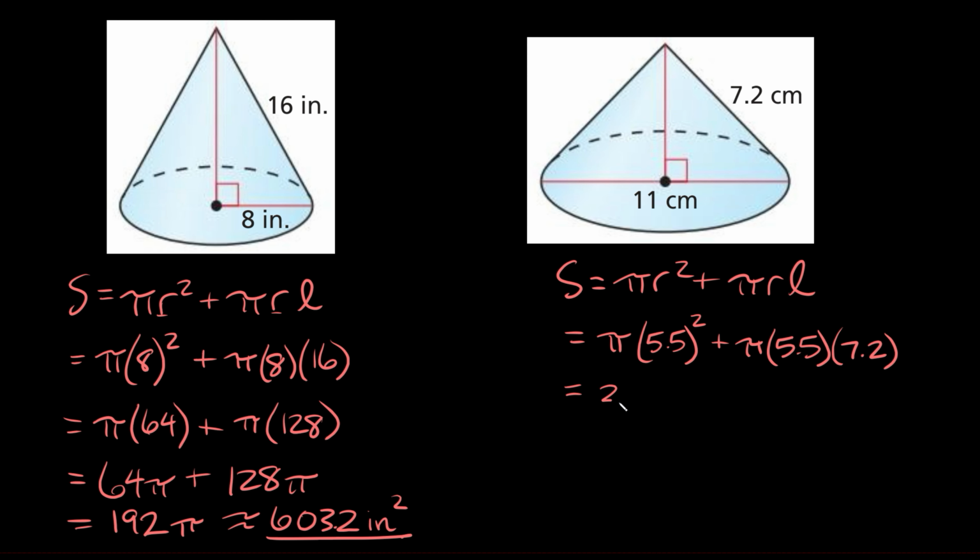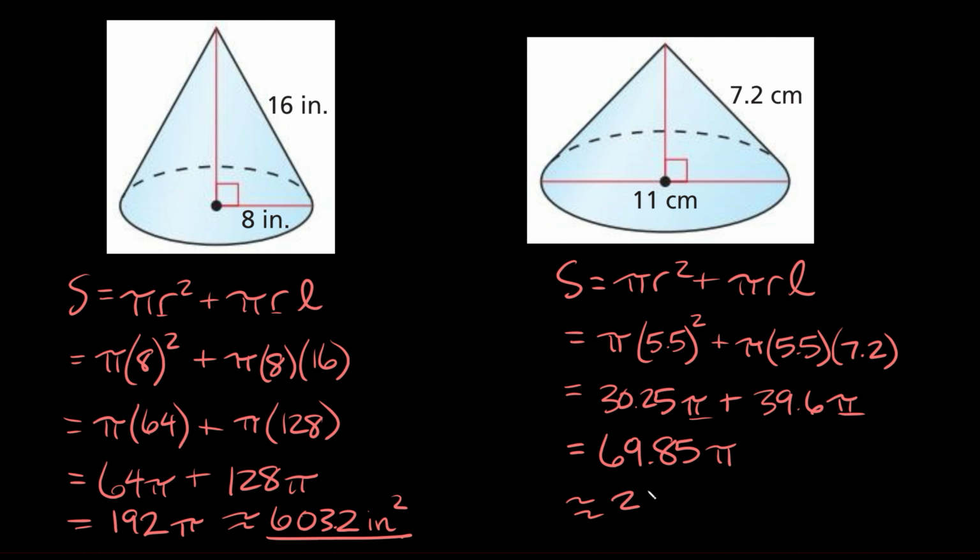Now 5.5 squared is equal to 30.25, so this is going to be 30.25 times pi. Then we're going to add that to 5.5 times 7.2, which is equal to 39.6, and again we're multiplying that by pi. If we add 30.25 and 39.6, this is going to be equal to 69.85, and we have our pi attached, so make sure you keep the pi right there. If you multiply this out, you'll get approximately 219.4, and our units are centimeters squared.